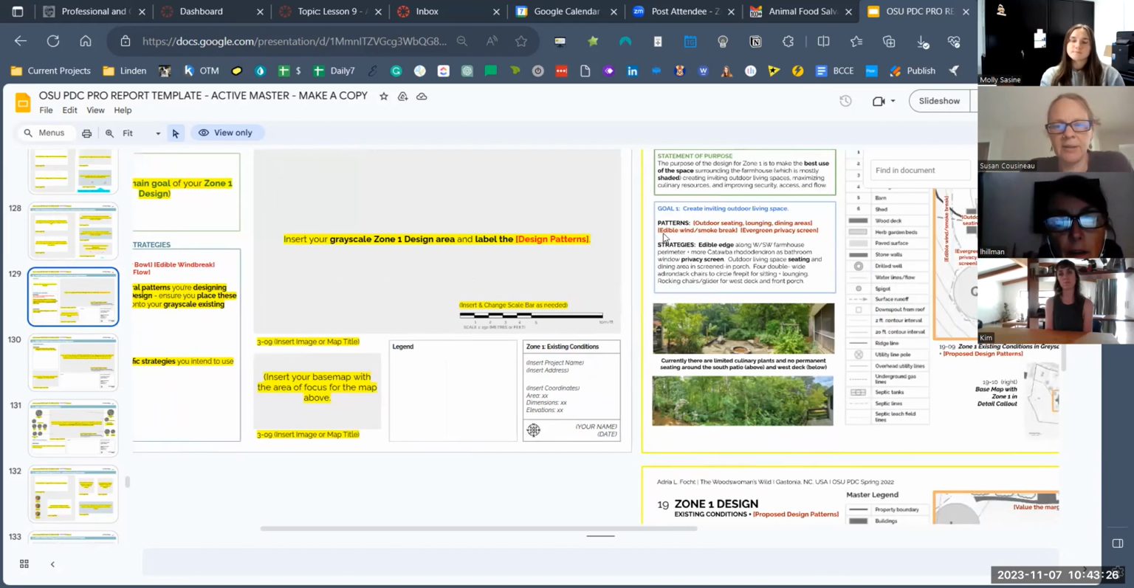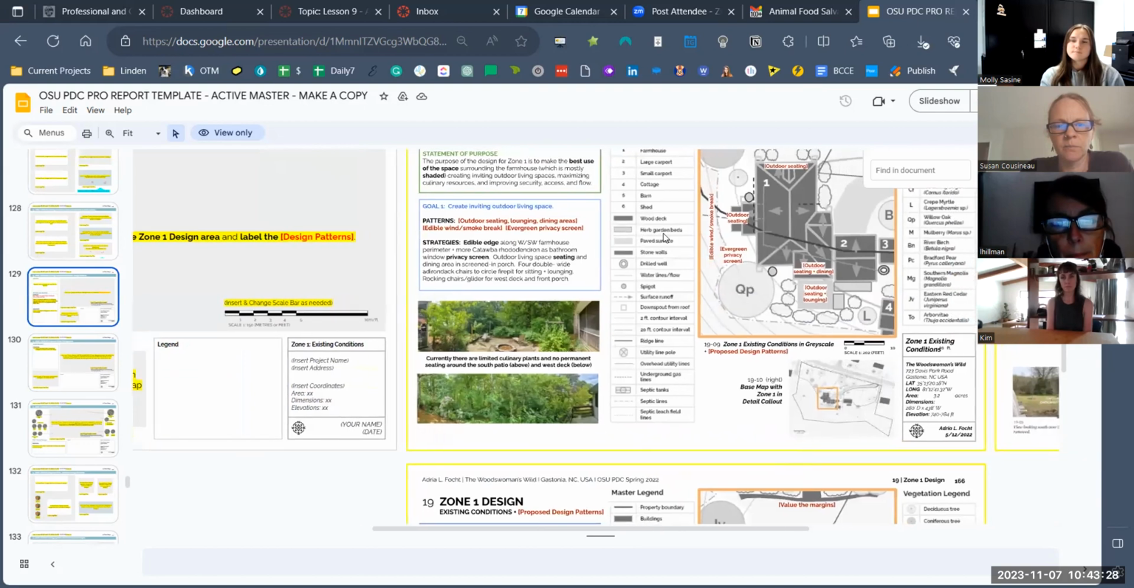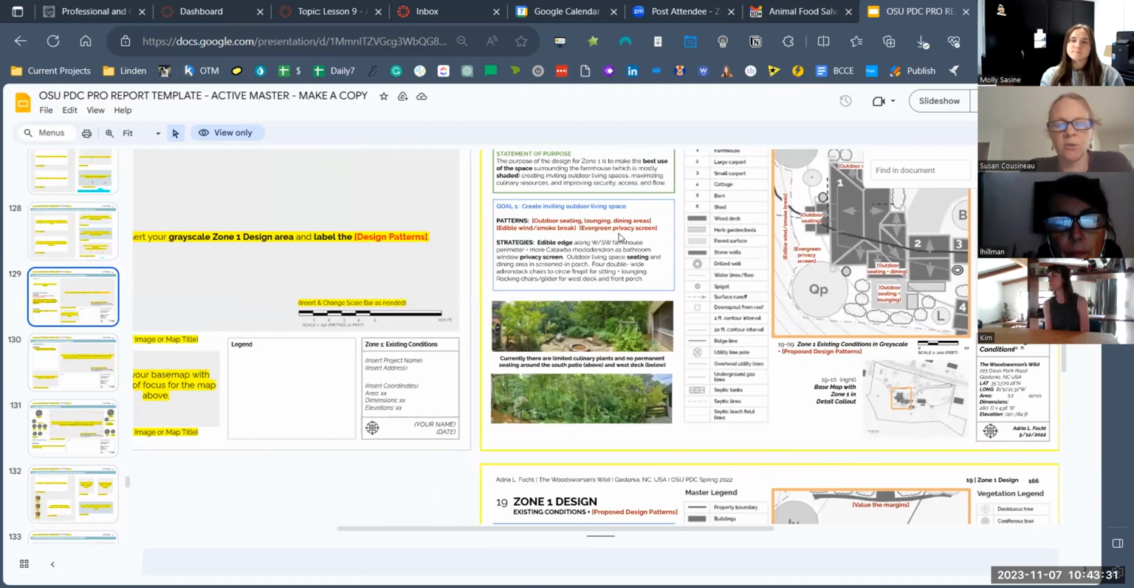Yeah, it's kind of like thinking about patterns in terms of where you're going to slow people down, sort of like an eddy pattern. So that's where they're referring to something like outdoor seating, lounging, dining areas. If you need to redirect wind, then you're going to be putting up something like a windbreak. So it is patterns then. Yeah, I see what you mean.